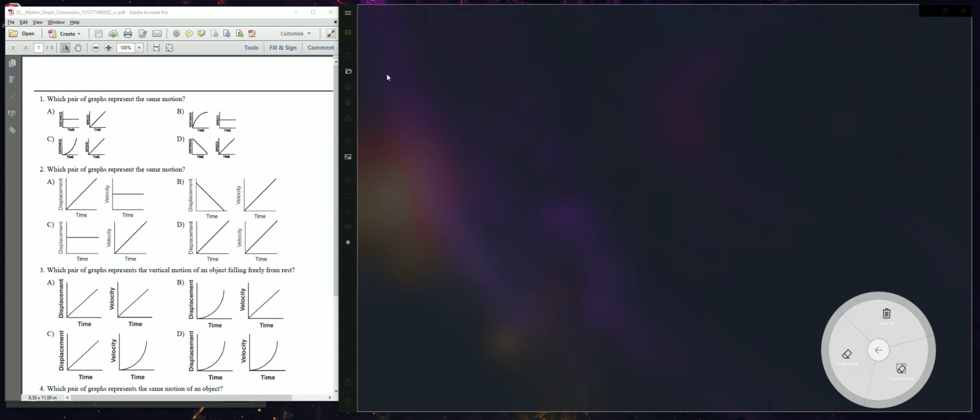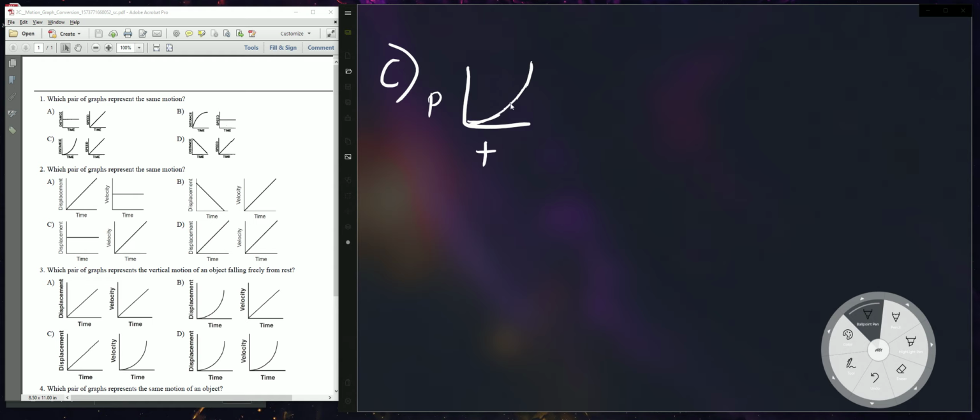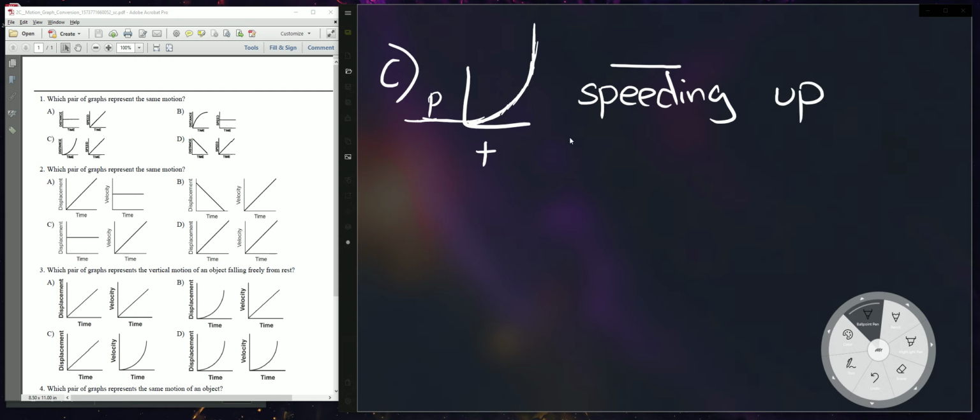And choice C. Let's just analyze the graph first. So you have a P, T, and then we have a curve like this. Now this curve is a bit different. Instead of going into a straight horizontal line, we're increasing our slope. Our slope is increasing, right? We started from a horizontal line, and then we're slowly speeding up. So this is a graph of something speeding up.